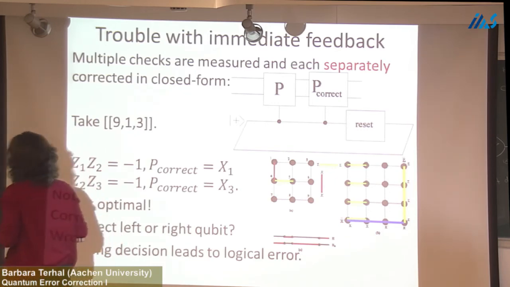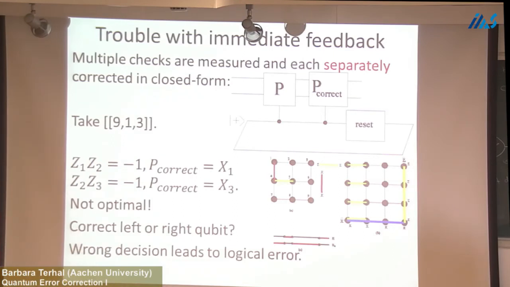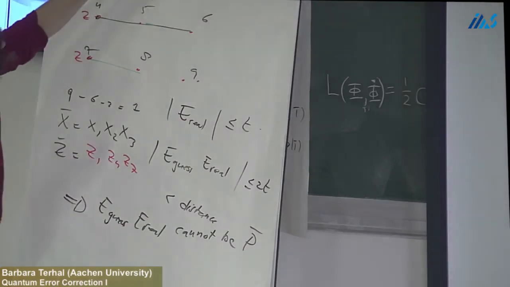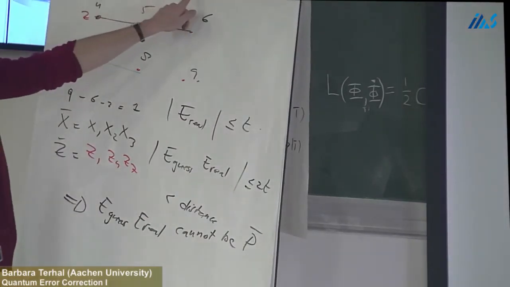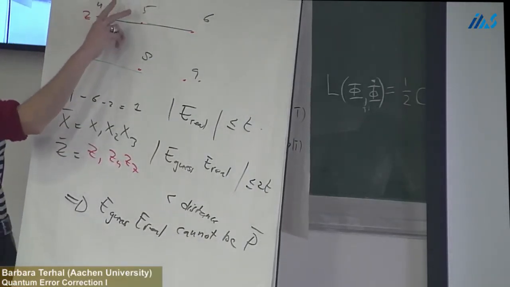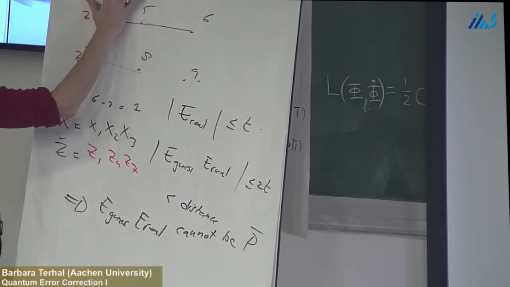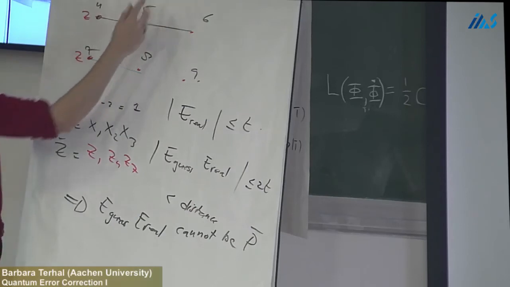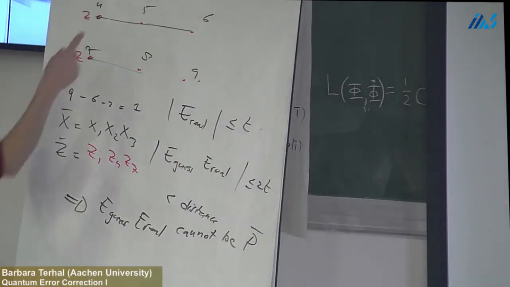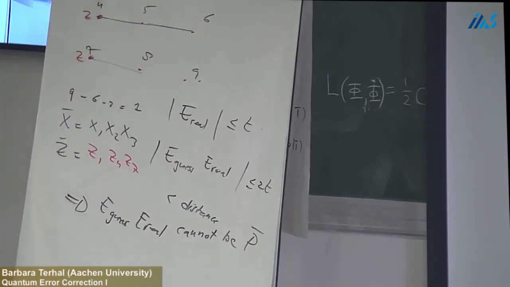Okay, so here, say I measure Z1 Z2 and it is -1, and I have to make a decision about what correction to do. I'm also going to measure Z2 Z3, and I want, of course, to make a good correction. So I'd say I correct X1. That would be okay. If Z2 Z3 is -1, I could correct X3. But it's obvious that if I find a syndrome where this check has -1 eigenvalue and this one too, the most likely error is X2. So I need to combine the information on these two checks to find the most likely error.